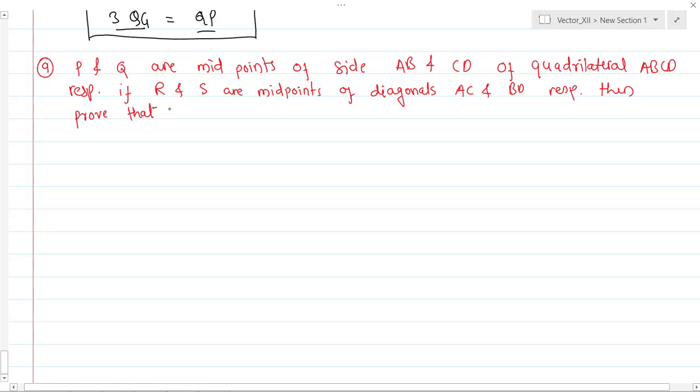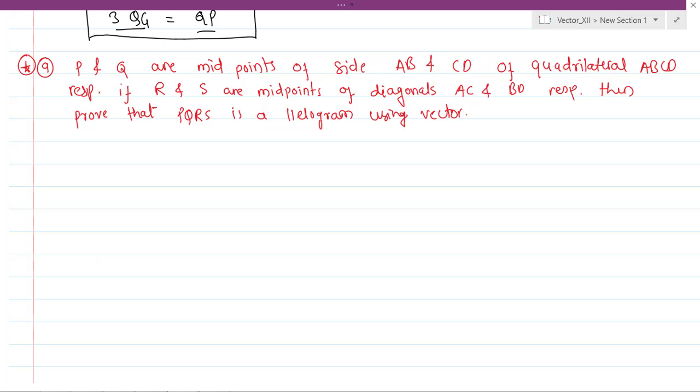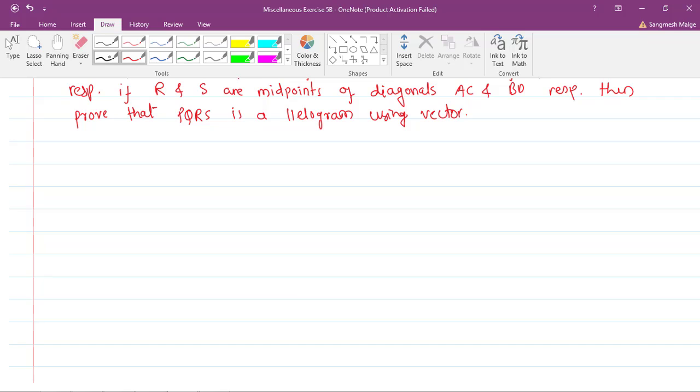What do we have to prove? PQRS is a parallelogram by vector method. Prove that PQRS is a parallelogram using vector method. See, the question seems to be very difficult, but this is not the case. Okay, let's try to prove this. So the first step is to draw your figure first.